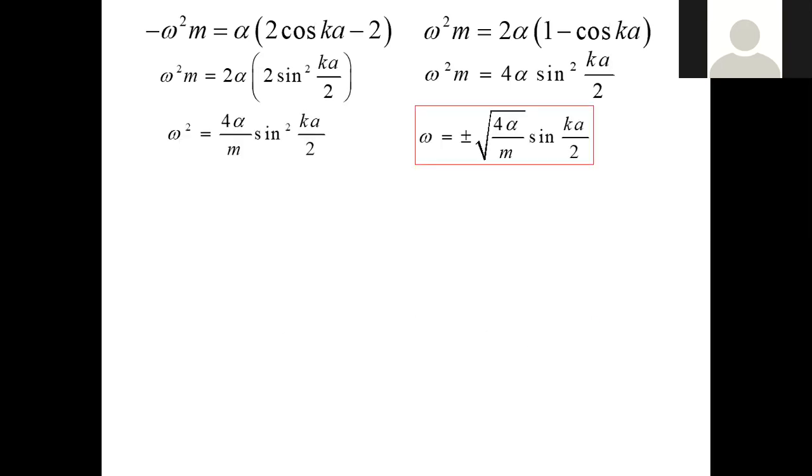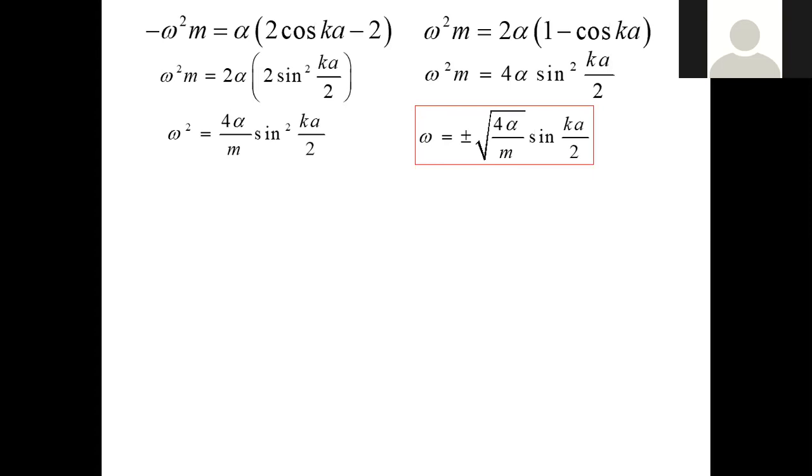So we get ultimately omega square equal to 4 alpha by m sine square Ka by 2, or omega equal to plus minus square root 4 alpha by m sine Ka by 2. Now what is the physical interpretation? What is omega? Omega is the frequency of the vibration with which the wave propagates through the array of atoms.